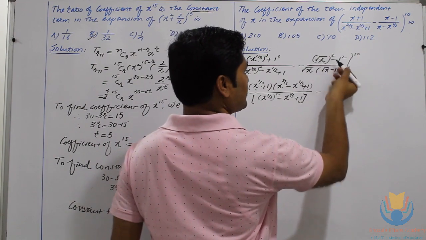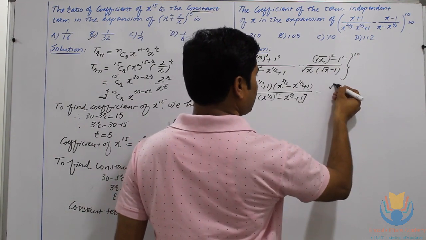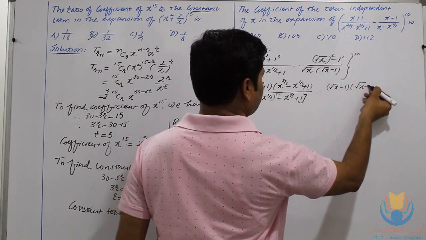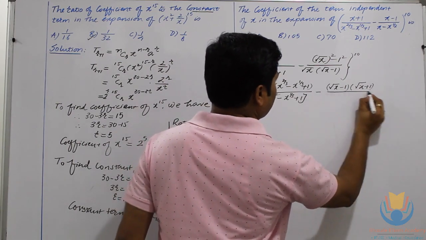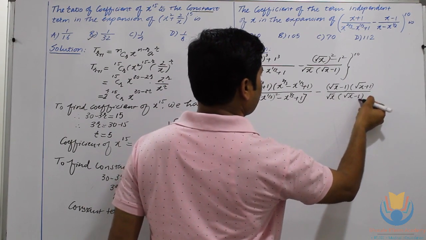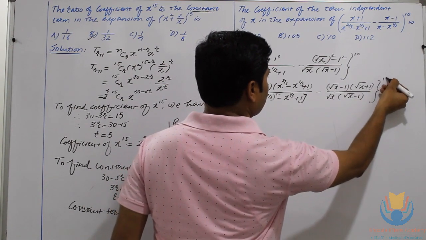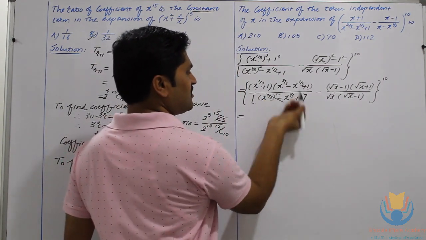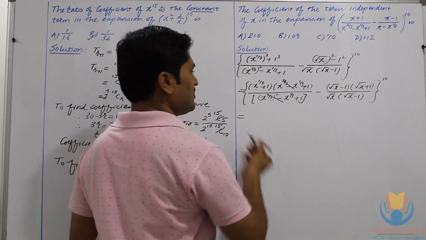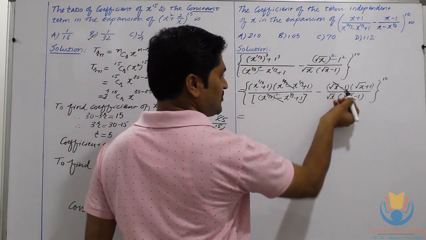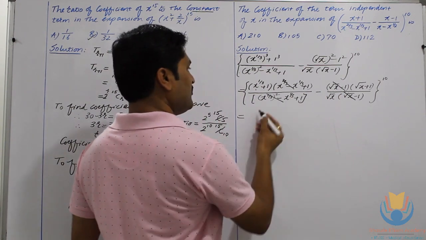Here we can factorize using the a square minus b square formula. So this is root of x minus 1 into root of x plus 1, that upon root of x into root x minus 1, and this whole raised to 10 as it is. So now we can cancel this with this particular factor or bracket. Again this root x minus 1 and root x minus 1 get cancelled. Remaining terms we will write here.